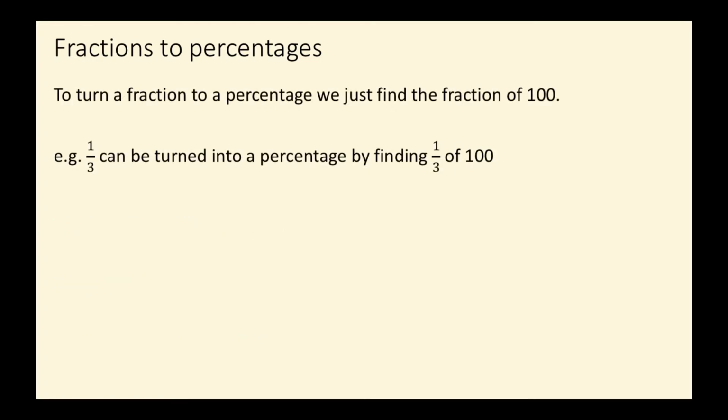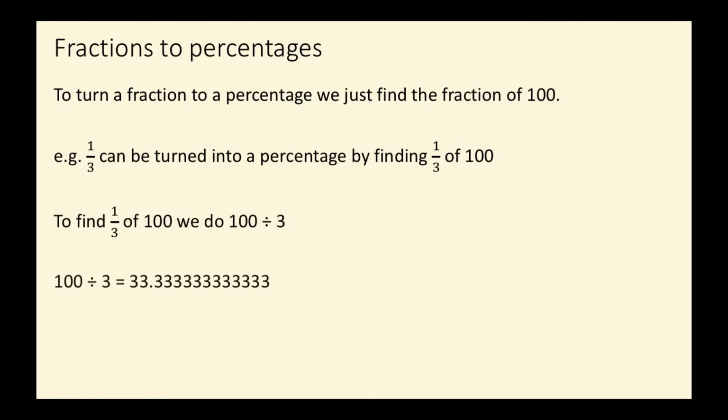Another example, this time with a recurring decimal. A third can be turned into a percentage by finding a third of 100. So to find a third of 100, we do 100 divided by 3. 100 divided by 3 actually comes out as 33.33333333.